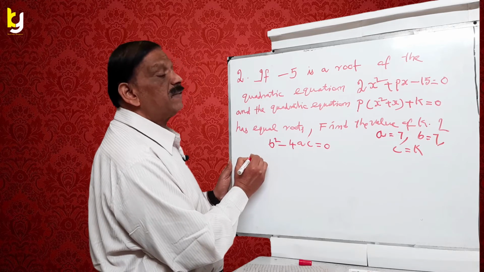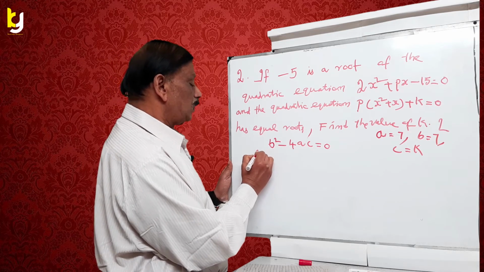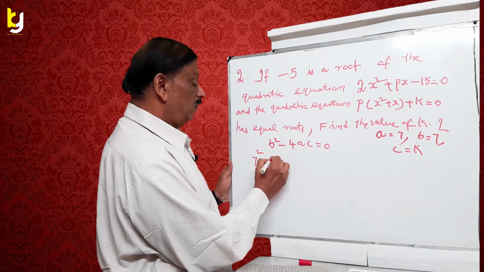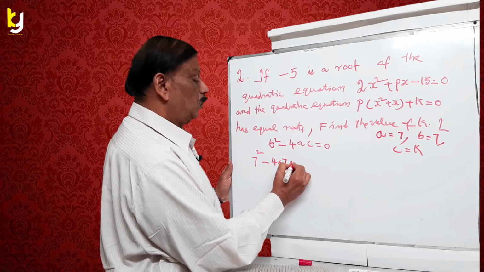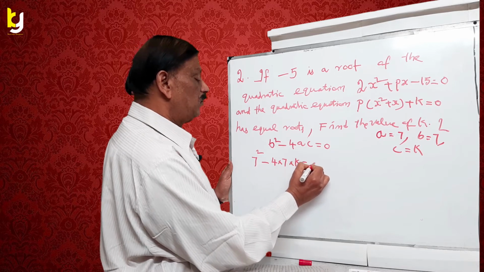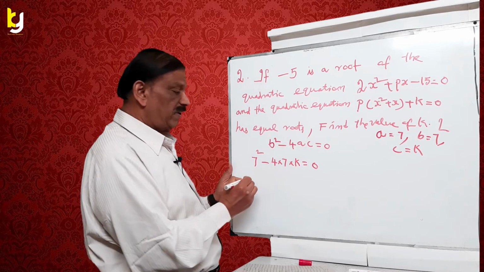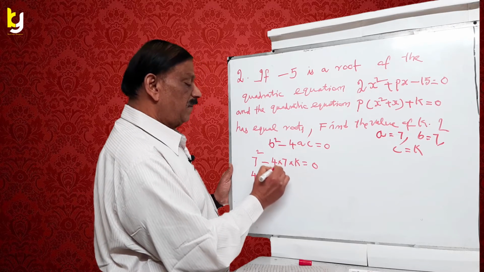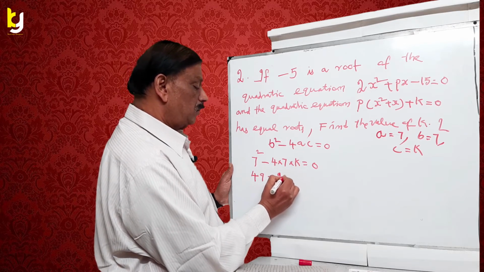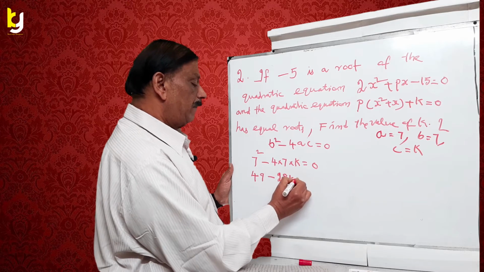B square is 7 square. 7 square minus 4 into 7 into k is equal to 0. 7 square, 7 into 7, that is 49. 49 minus 4 into 7, 28. 28k is equal to 0.